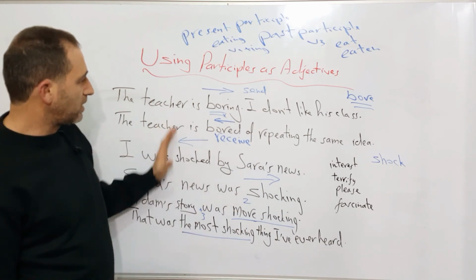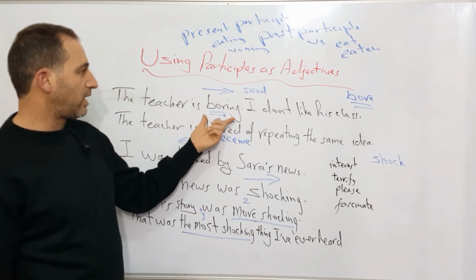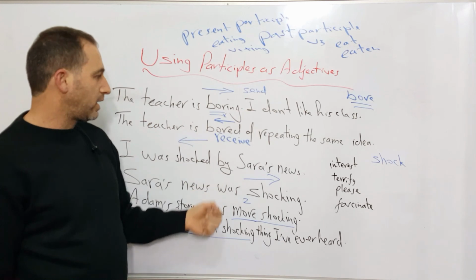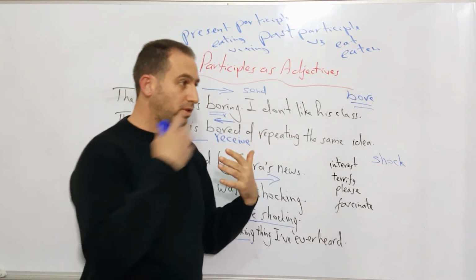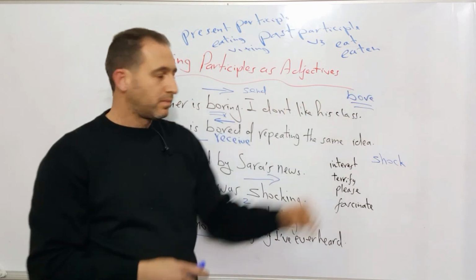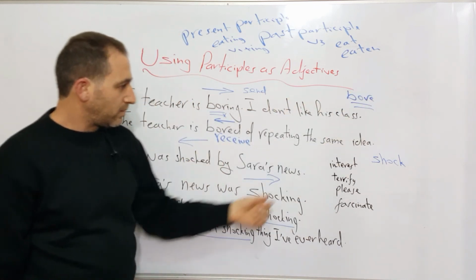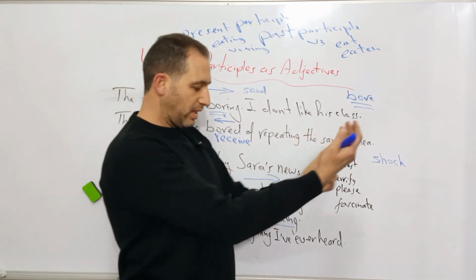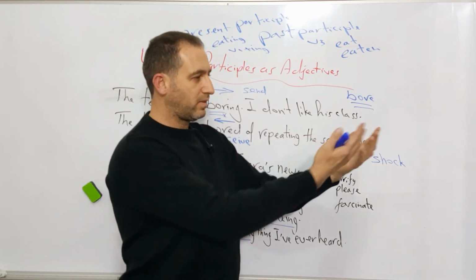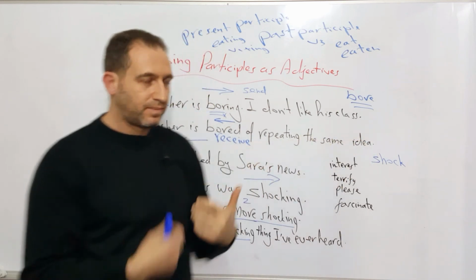So I hope things are clear for you. Remember, with an ing, boring, interesting, terrifying, you're affecting somebody, you're sending, and the arrow is like this. Bored, interested, terrified, pleased, fascinated. The person is feeling something, he's receiving something, he's being affected.